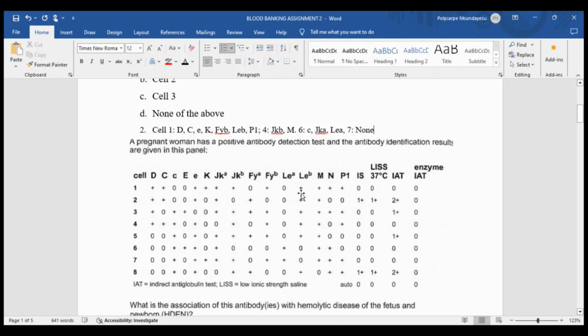So now, what can we do now when you are here? What is our next step? Okay, what are we going to rule in our case now? The Fy a can be ruled. Let's say we are going to rule in. So I'm going to rule in. Now, what I'm going to rule in is the Fy a.